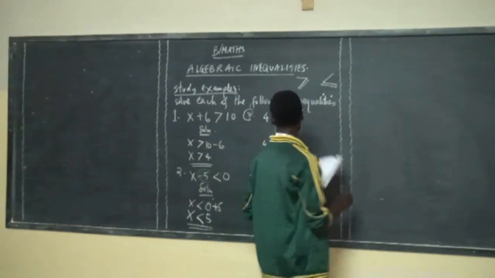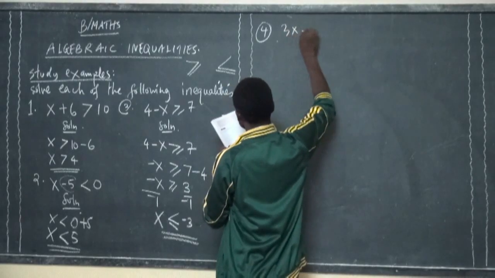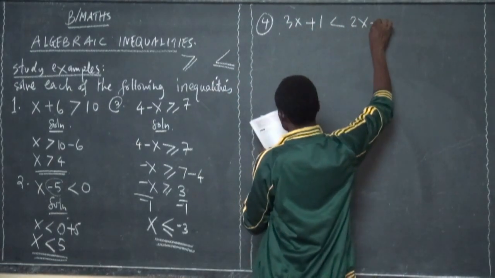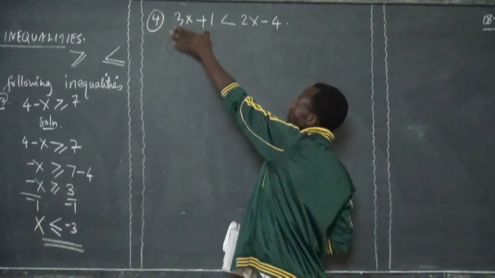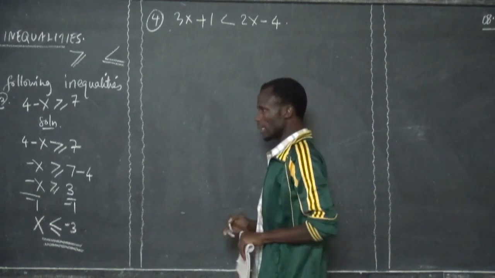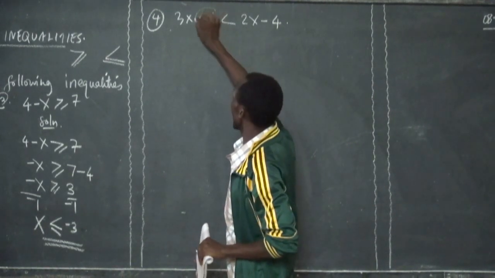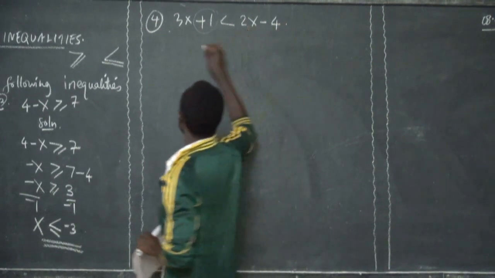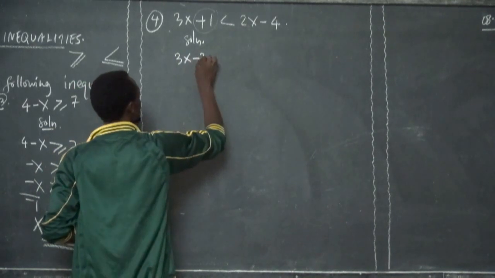Now let us see the other example, number 4. You have 3x plus 1 is less than 2x minus 4. Now we have two sides of the inequality. This is the left-hand side of the inequality and this is the right-hand side. Now we collect the like terms. This is positive 1, and it is taken to the other side. This is the positive 2x, here you have 3x. Then remember this is negative 2x.